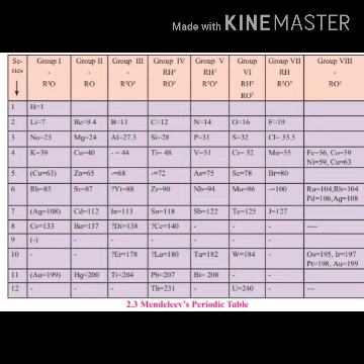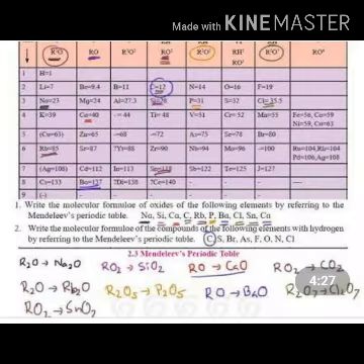R2O3, for group 4 is RO2, for group 5 is R2O5. For group 6 is RO3. For group 7 is R2O7. For group 8 is RO4. R in the Mendeleev periodic table means a general element.